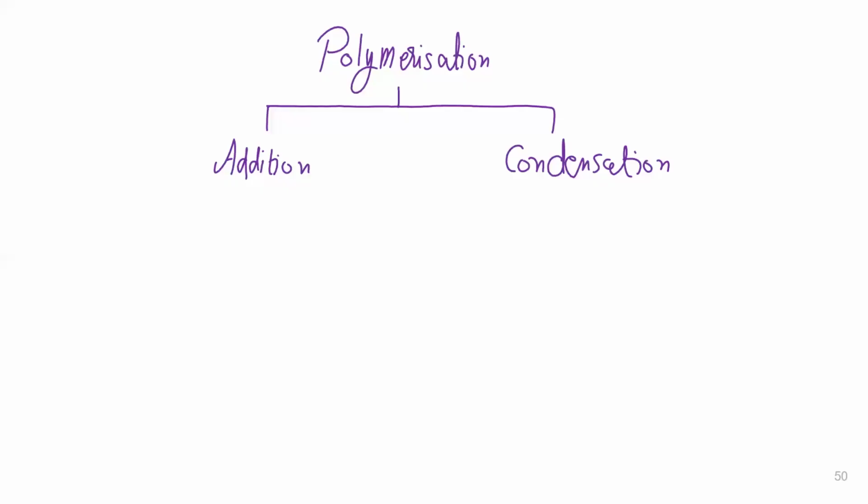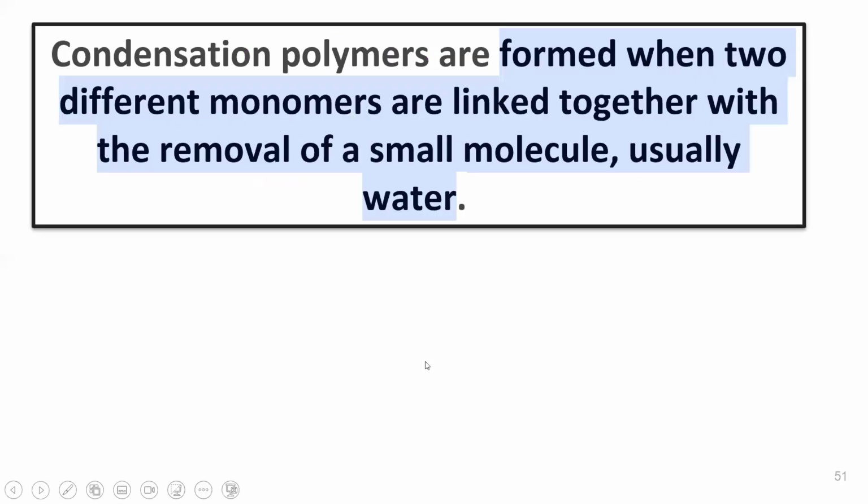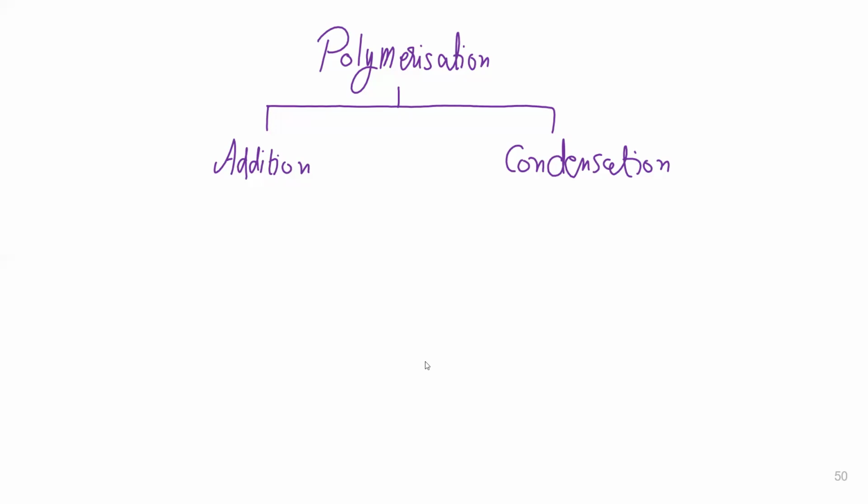There are two types of polymerization: addition polymerization and condensation polymerization. Condensation polymers are formed when two different monomers are linked together with the removal of a small molecule, usually water. This is different from the previous polymerization, which was called addition polymerization. So there are two types: one is called addition polymerization, and the second is called condensation polymerization.